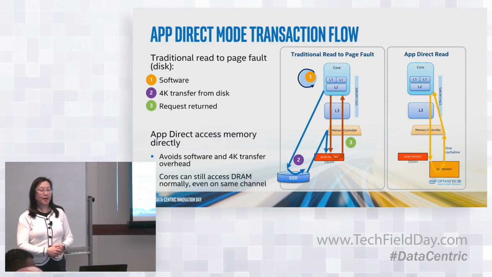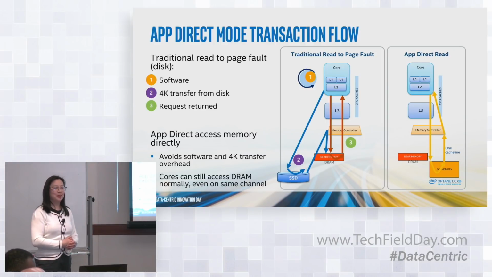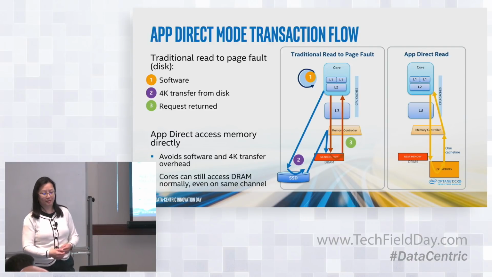In comparison with App Direct, it's just a simple 64-byte read, and it comes back as one cache line, and you're done. So much simpler. It avoids all the software overhead and the 4K transfer. And even while you're doing this, other cores can still access DRAM normally, even on the same channel.